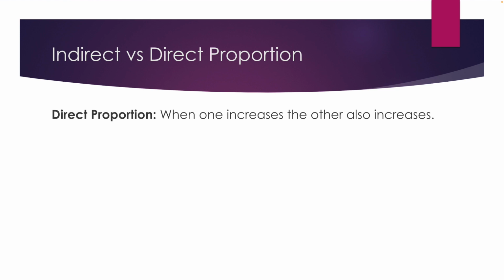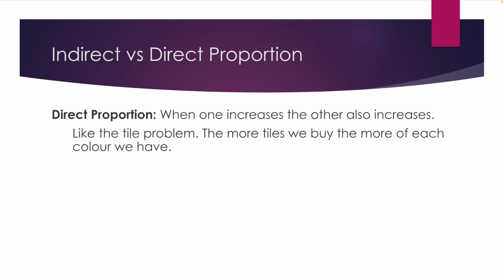So a direct proportion says that when one increases, the other also increases. So this is like the tile problem. The more tiles I buy, the more of each color I have. The more grams of tiles, the more of each color. Those are direct proportions. When one thing increases, the other also increases.